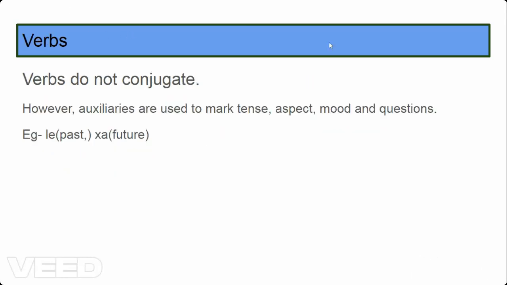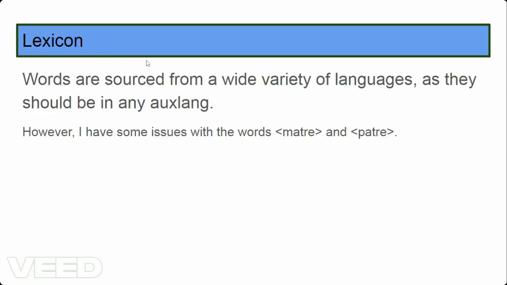Similar to nouns in Globasa, verbs also do not conjugate. However, you can use auxiliaries to mark tense, aspect, mood, and questions. For example, lay is used for past and shy is used for future. Now, unlike a certain other auxlang I could mention, most auxlangs actually, Jesus Christ, guys, fix yourselves.